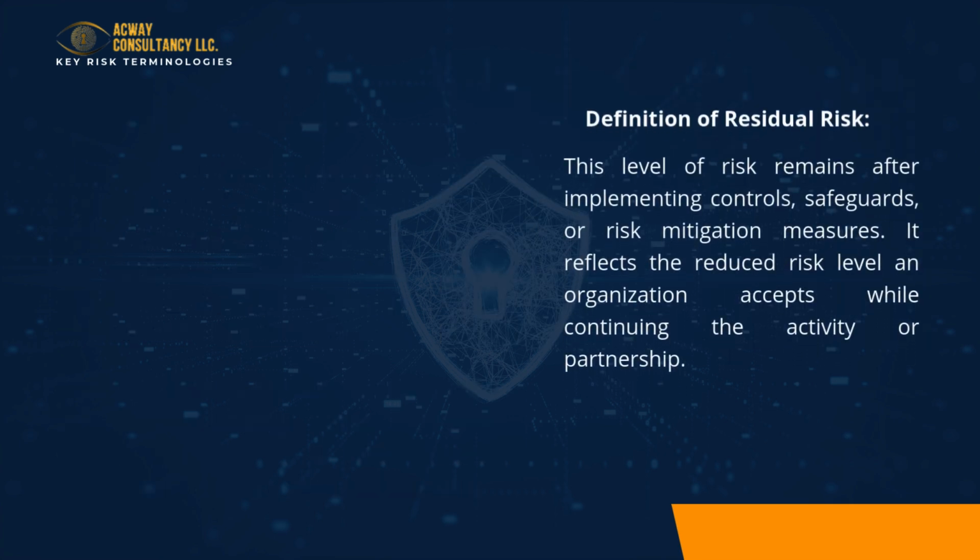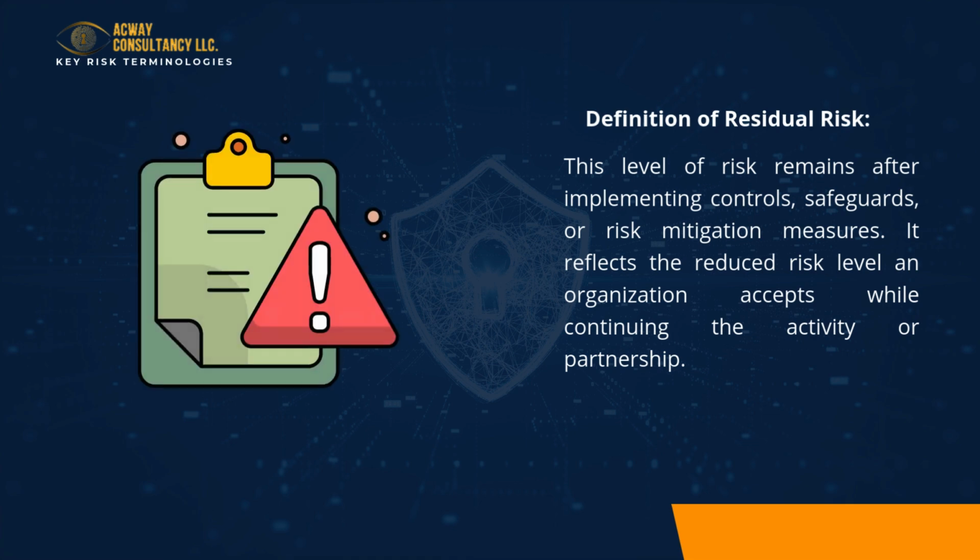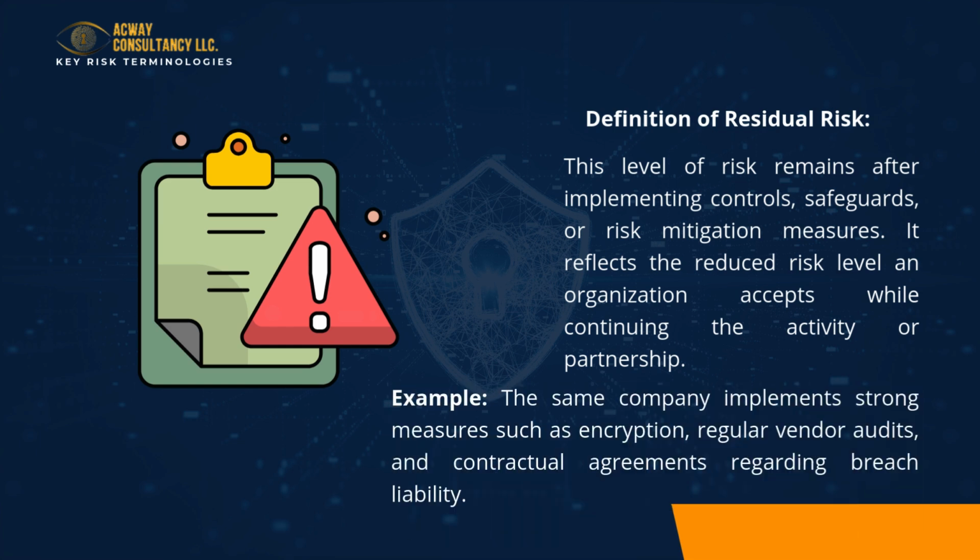Definition of residual risk. This level of risk remains after implementing controls, safeguards, or risk mitigation measures. It reflects the reduced risk level an organization accepts while continuing the activity or partnership. Example, the same company implements strong measures such as encryption, regular vendor audits, and contractual agreements regarding breach liability.